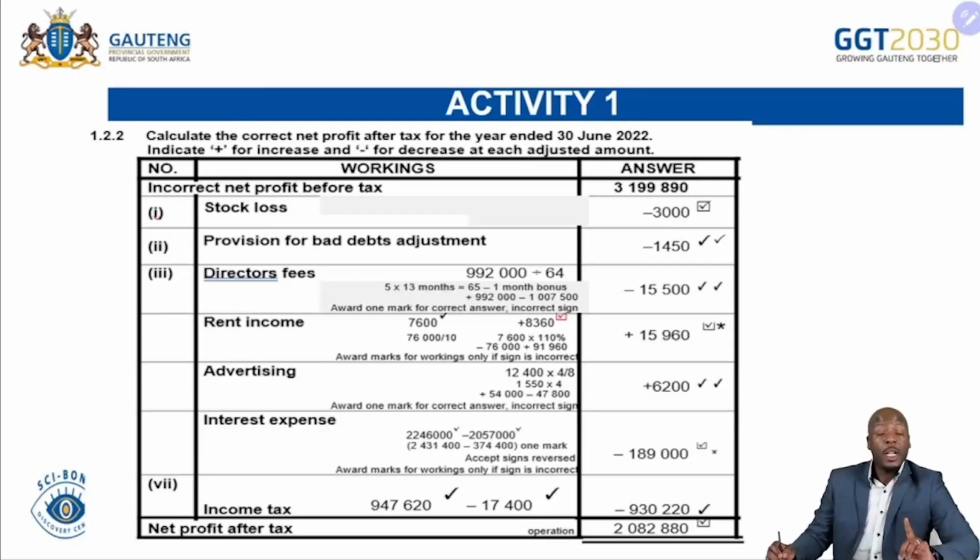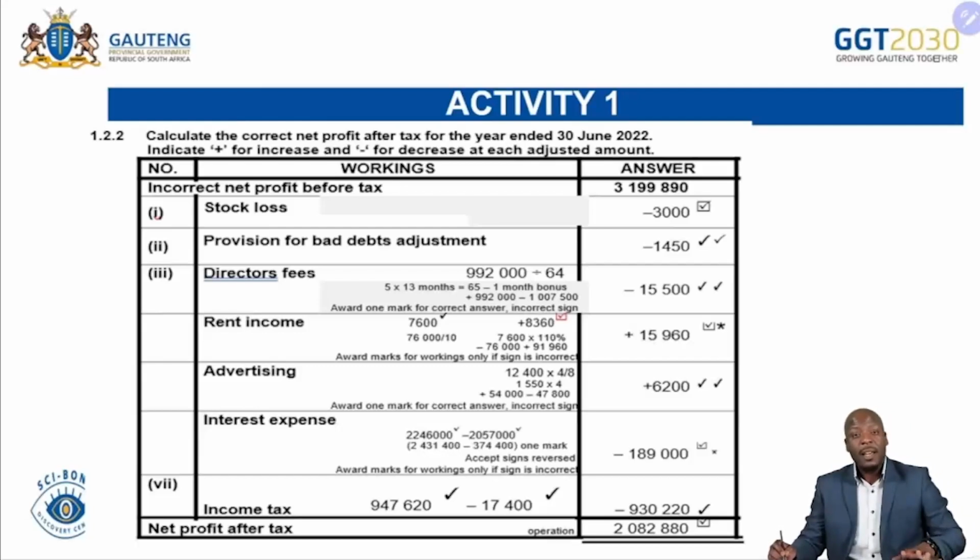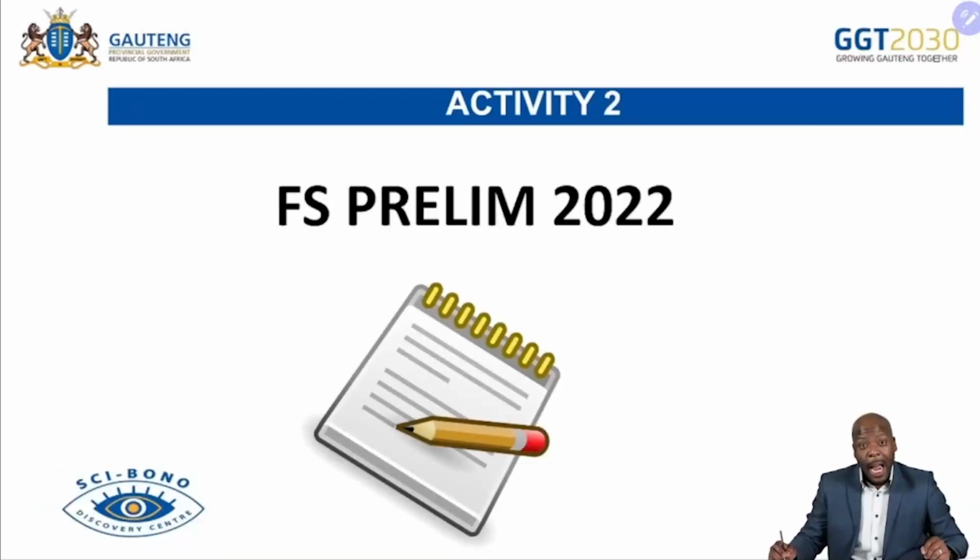All right. I'm going to do another one again, similar nature, so that I can just reinforce some of the basic principles. In the next activity, it's going to be as easy as can be. All right. So let's see how the next activity is going to be. So we are now going to look at the Free State prelim for the year 2022.